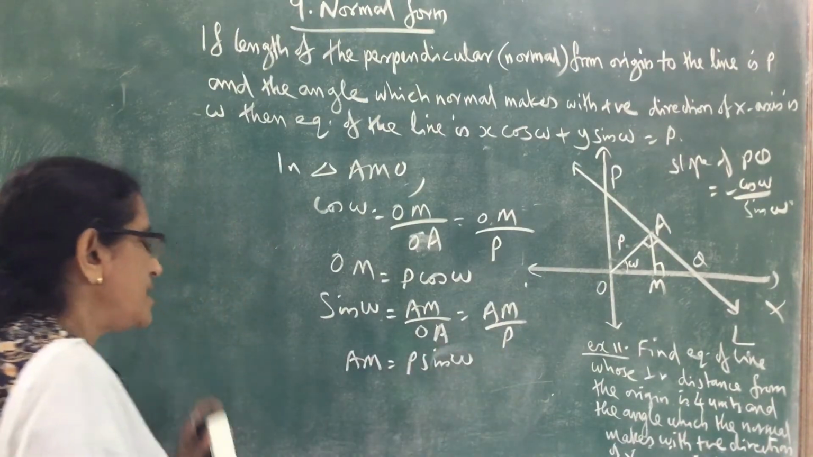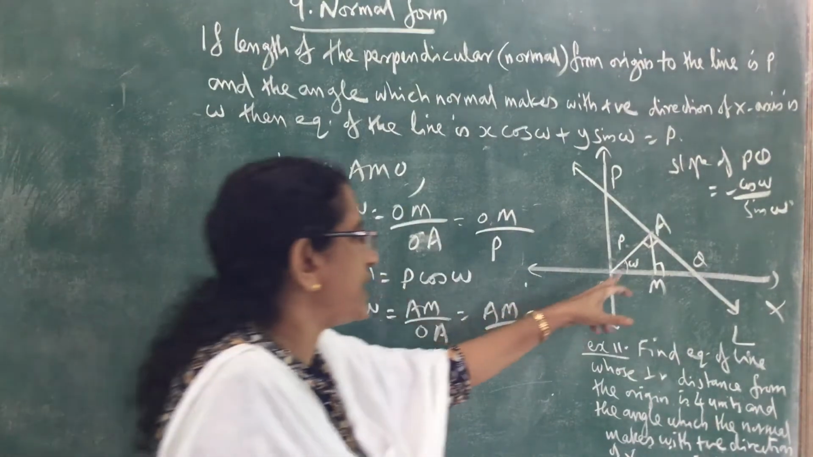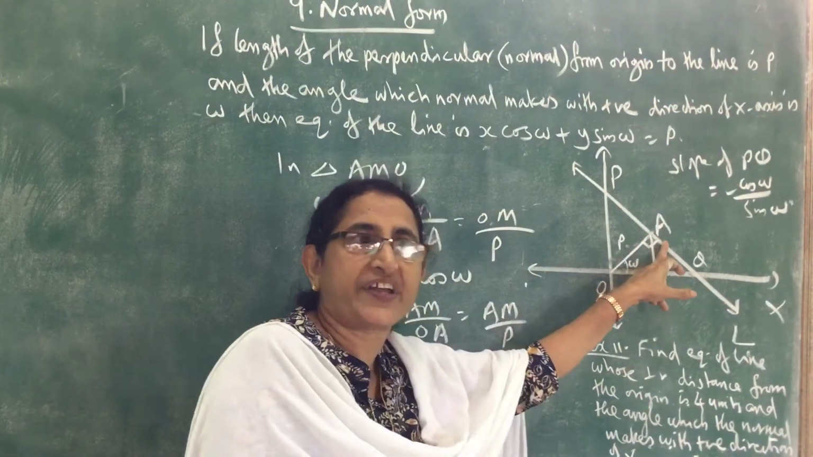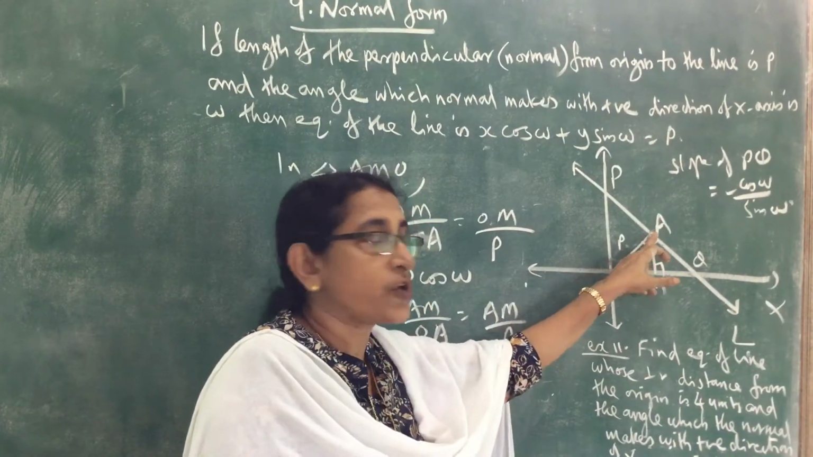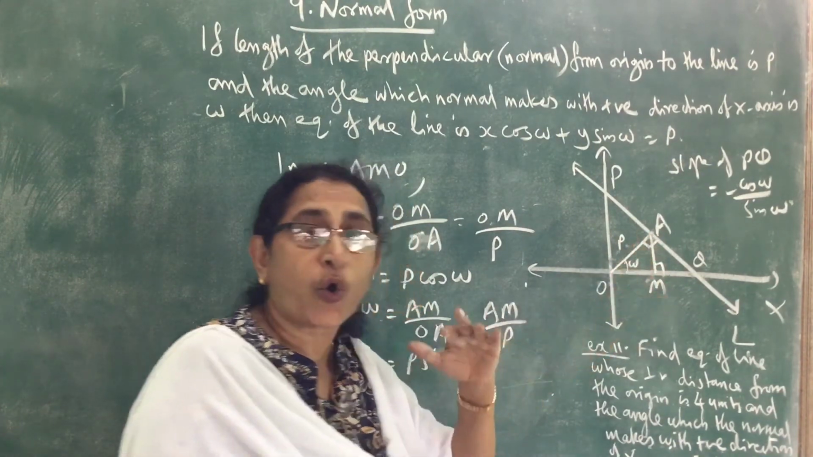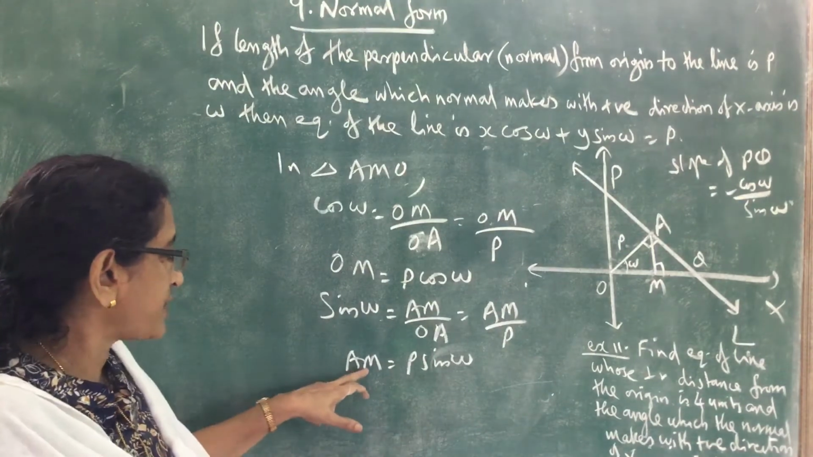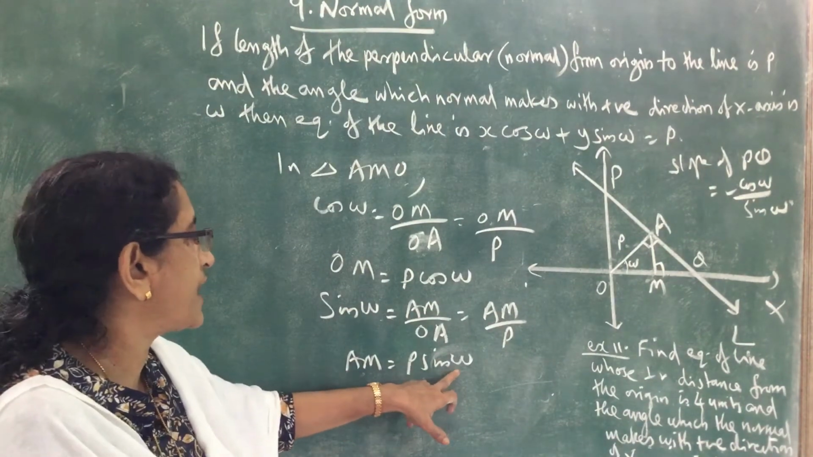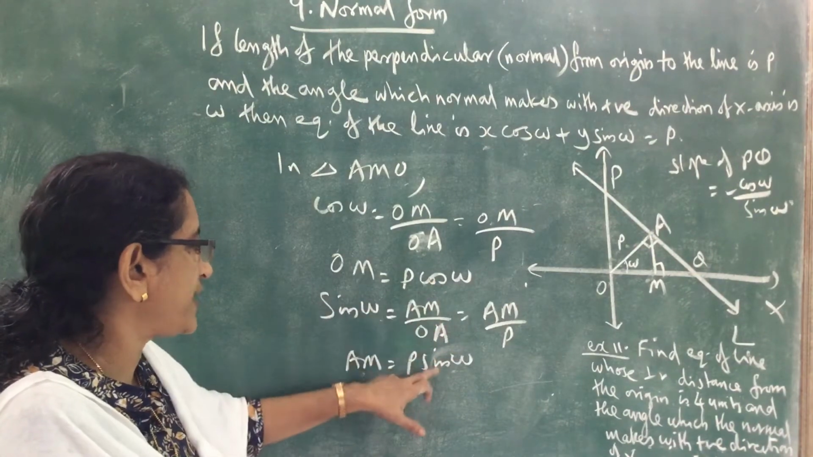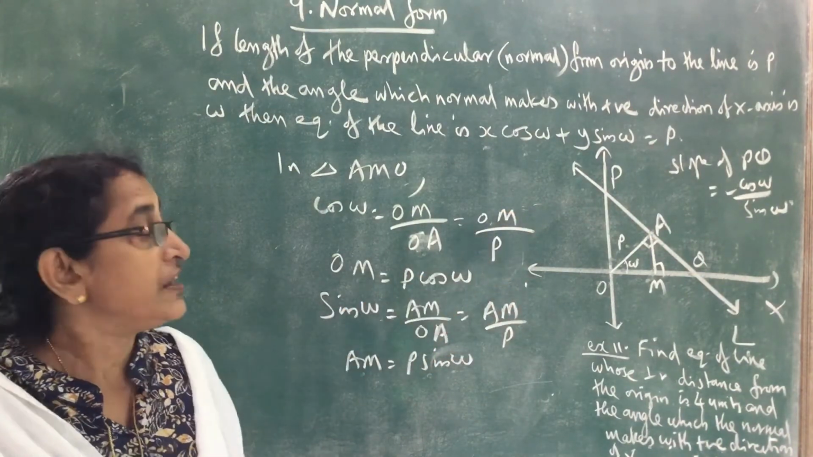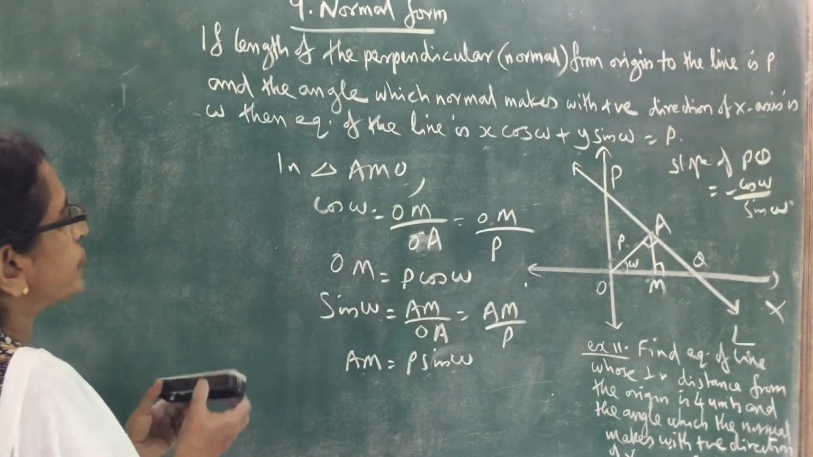So we got, see, actually AM is the y coordinate of the point A and OM is the x coordinate of the point A. So OM and AM are the coordinates of A. So we got AM equal to P sin omega, OM equal to P cos omega. So these are the x coordinate and y coordinate of point A.